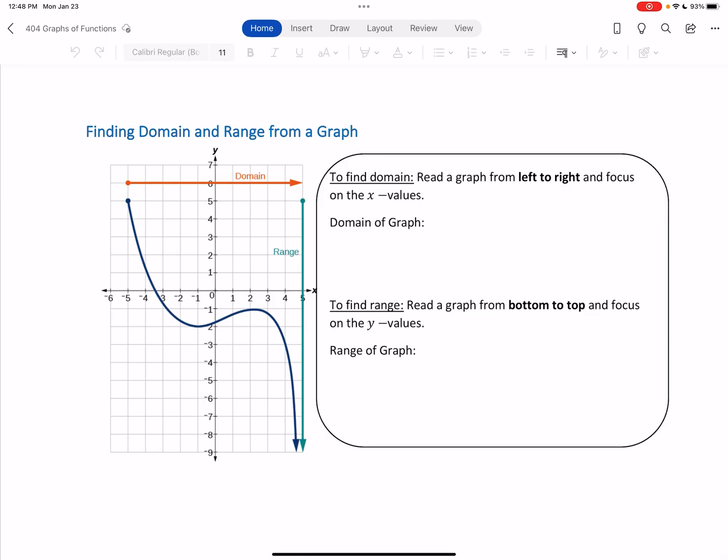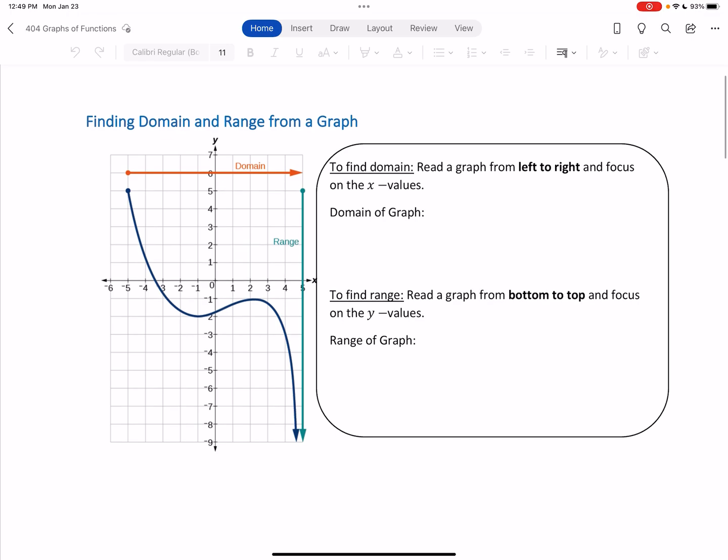All right, so I want to focus a little more on graphs of functions. So remember, when you look at a graph to determine whether it's a function or not, you can do the vertical line test. And then let's talk about all the properties we can about a graph of a function. So let's start with the domain and the range.